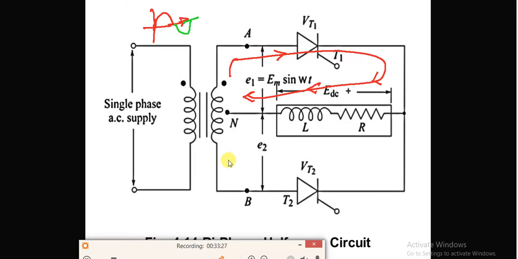During the negative half cycle, SCR T2 is conducting when triggering pulses are applied. SCR T1 is reverse biased, so it is not of use. So during the negative half cycle, SCR T2 is conducting. The current will flow through its terminal B through this SCR, then from the R through L and back to the terminal N.